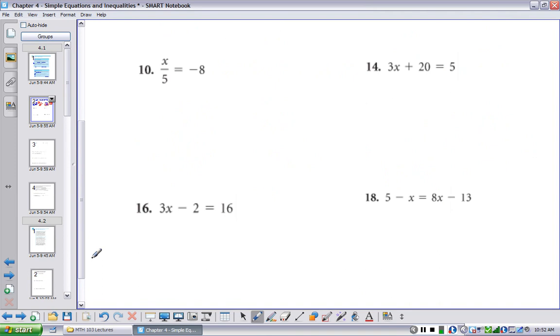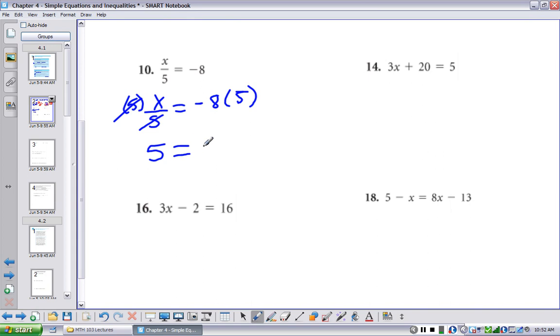The next one, number 10, we have x divided by 5 equals negative 8. So we're dividing by 5. We need to do the opposite operation and multiply both sides by 5. When we do that, our 5's cancel.